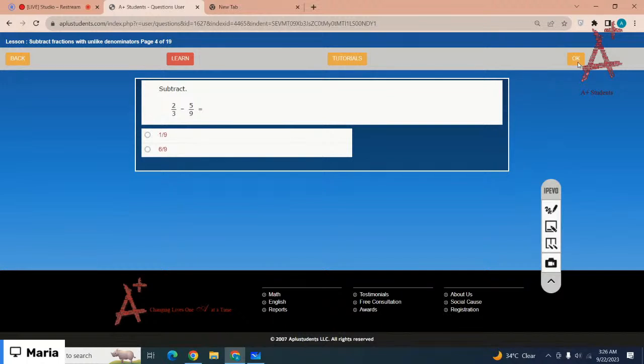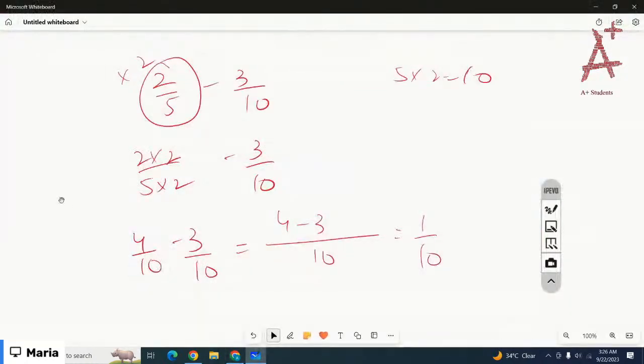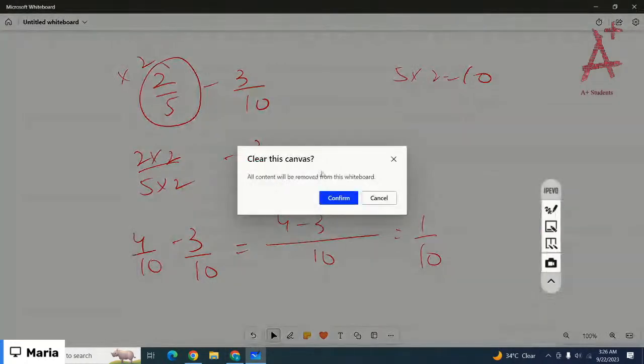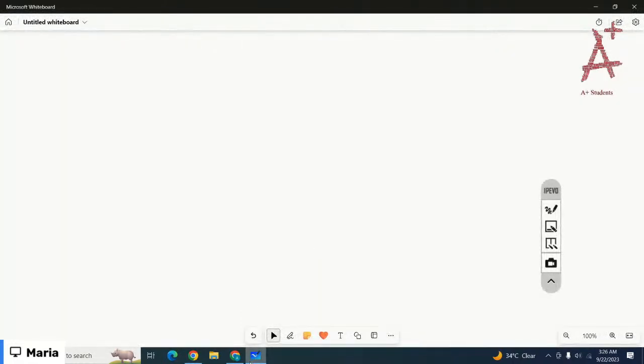You have to multiply 3 times 3 makes 9, right? You have to multiply 2 by 3 minus 5 by 9. Let's just do it on the board. I know no one is doing it on the notebook. So, 2 by 3 minus 5 by 9.